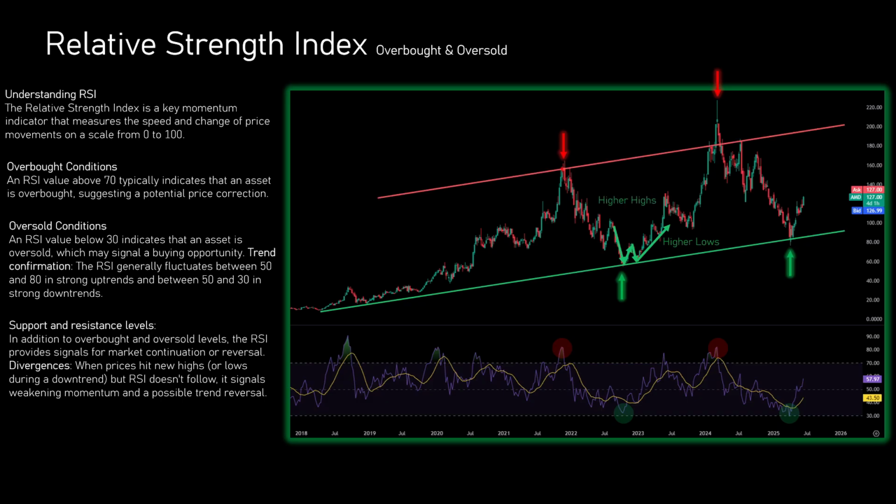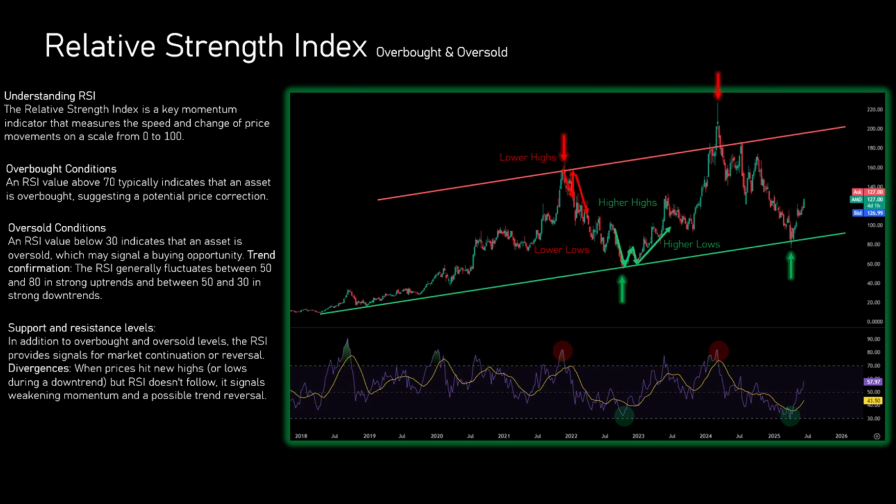RSI can also confirm trends. It generally fluctuates between 50 and 80 in strong uptrends, and between 50 and 30 in strong downtrends. Divergences between price and RSI can indicate weakening momentum and a potential reversal.